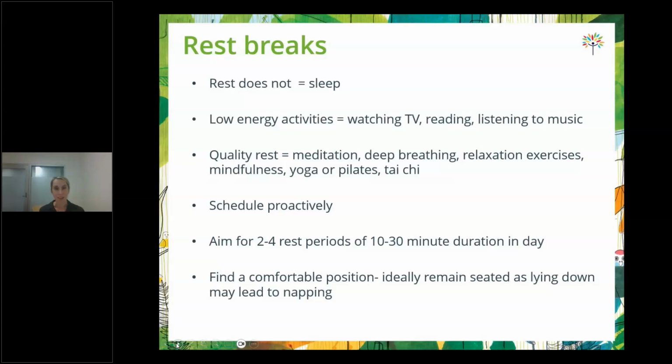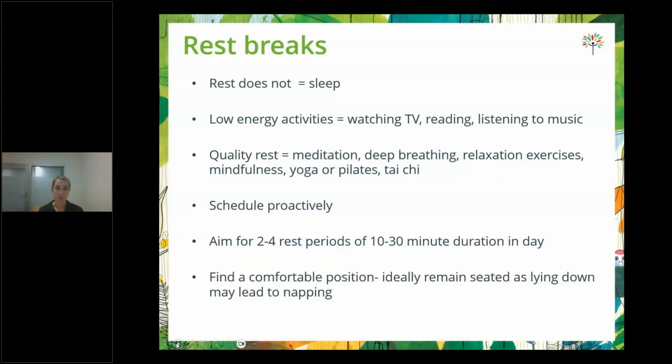As mentioned, we like to schedule it proactively, so not waiting until you're really tired and really need the rest break, but rather scheduling it in so that the rest break's already blocked into the day and it's there proactively before you get into that point of exhaustion. And ideally aiming for about 2 to 4 restful periods of 10 to 30 minutes duration throughout the day.